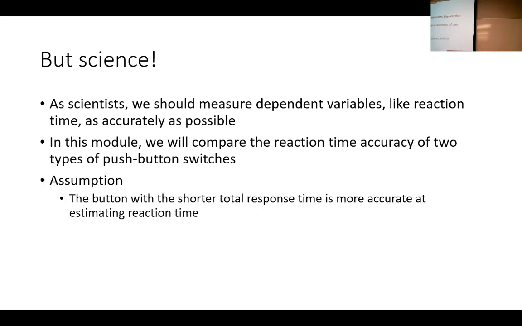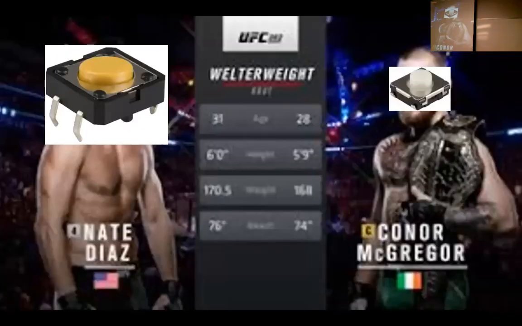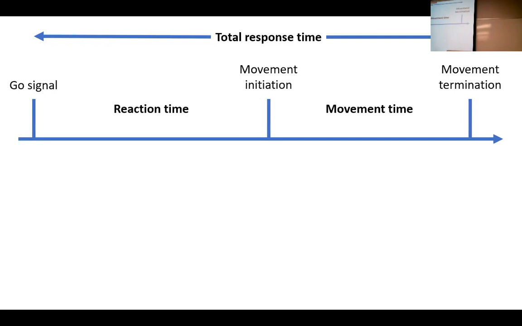So our assumption here is that the button with the shorter total response time is more accurate at estimating reaction time. So if the total response time is shorter, the reaction time should be the same between the two buttons. What's different is the movement time. And well, here, let's look at it on this graph. Okay, so this is our little competition. This is our experiment. It's the big yellow button. So these are the new ones you've maybe seen in the lab, but these are the ones you've actually used before, the small white ones.